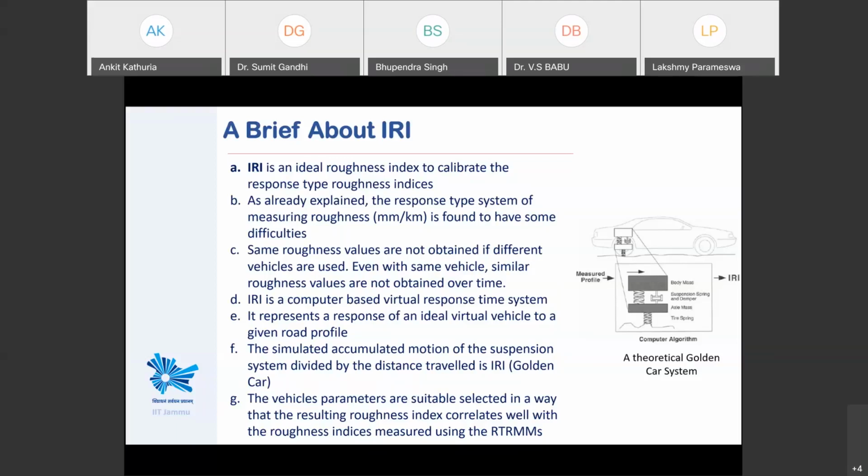The vehicle parameters given as input to this system are suitably selected so that the resulting roughness index, the IRI, correlates well with the RI, the roughness or unevenness index value, which we calculate from the bump integrator. So very quickly, I have tried to give you a brief overview of IRI. Let's see further.